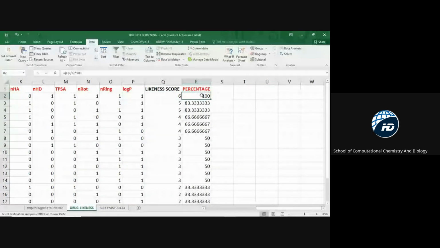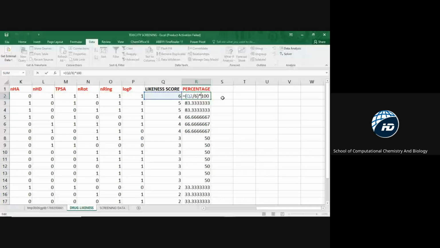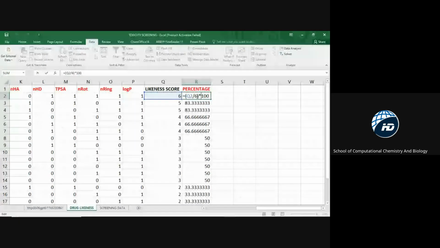Okay, this is the function. We said the likeness score over 6, in brackets, times 100. The likeness score over 6, because 6 is our total likeness score. So each likeness score is divided by 6 in brackets, then times 100.